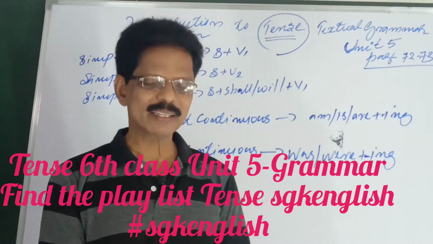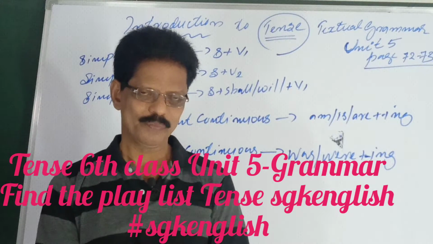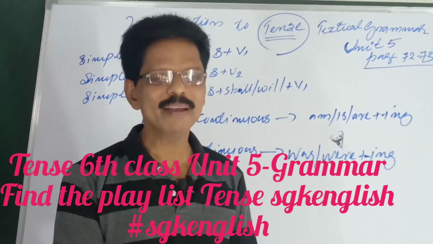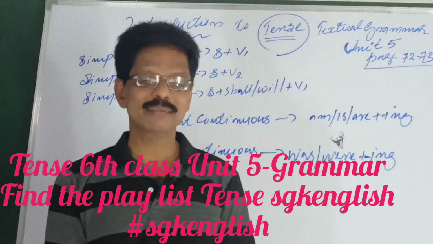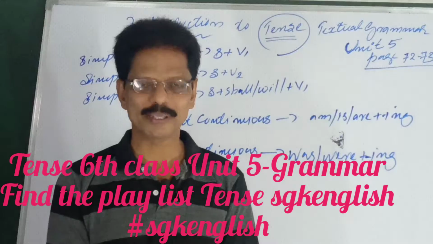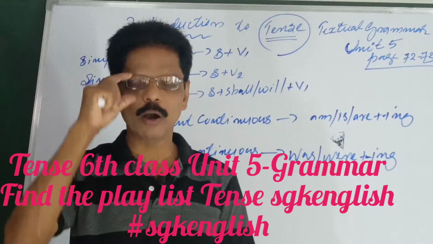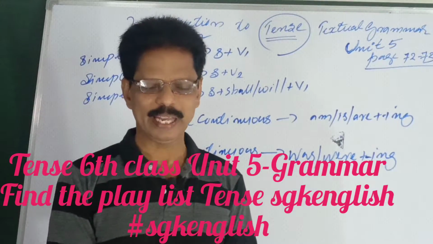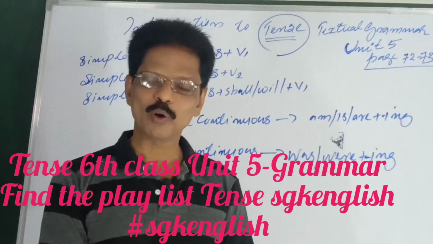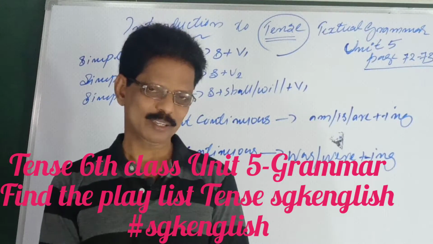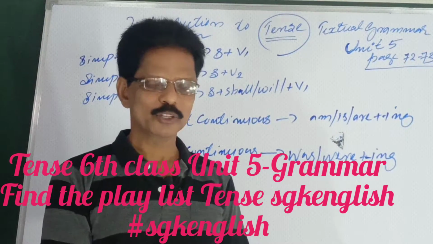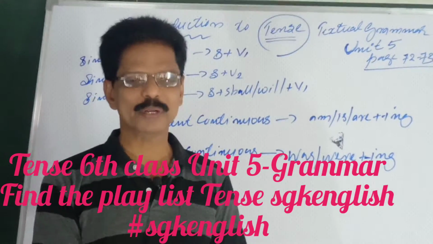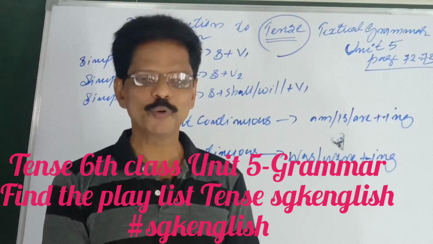As you know, tense is the time difference. Yesterday, today and tomorrow. What already happened is yesterday, that is past. What is happening now is today, that is present. What will happen tomorrow is future. So present, past, future. So three tense forms: present, past and future.